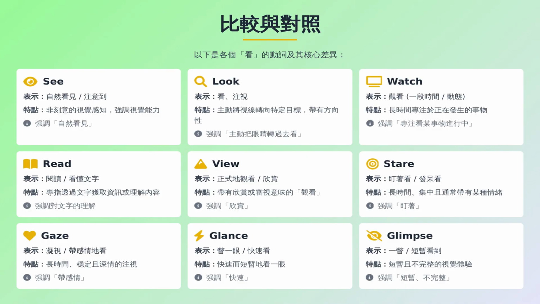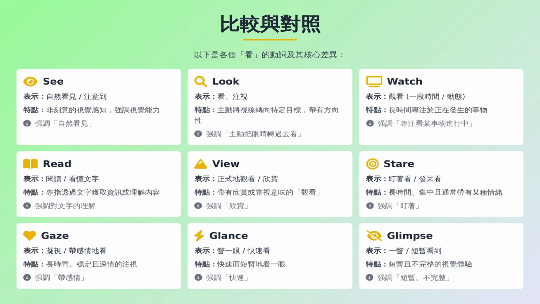Comparison and contrast. The following are the various verbs for see and their core differences. See means to see or notice naturally. Characteristics: unintentional visual perception, emphasizing visual ability. Emphasis on natural seeing. Look means to look at, to gaze. Characteristics: to actively direct one's gaze towards a specific target with a sense of direction. Emphasis on actively turning one's eyes to look.